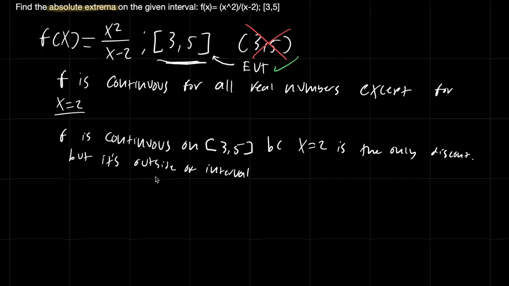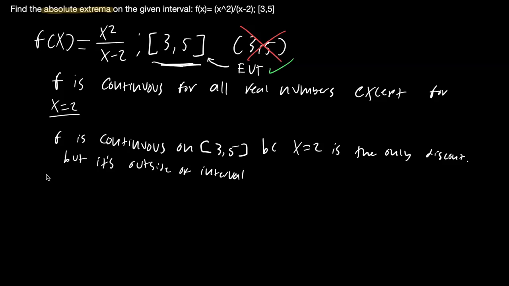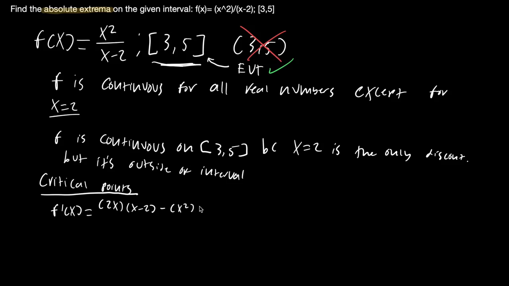Now, our next step is to find our critical points. To find our critical points, we have to take the derivative. We can use quotient rule for this. So f prime of x is equal to 2x times (x minus 2) minus x squared times 1, over (x minus 2) squared.